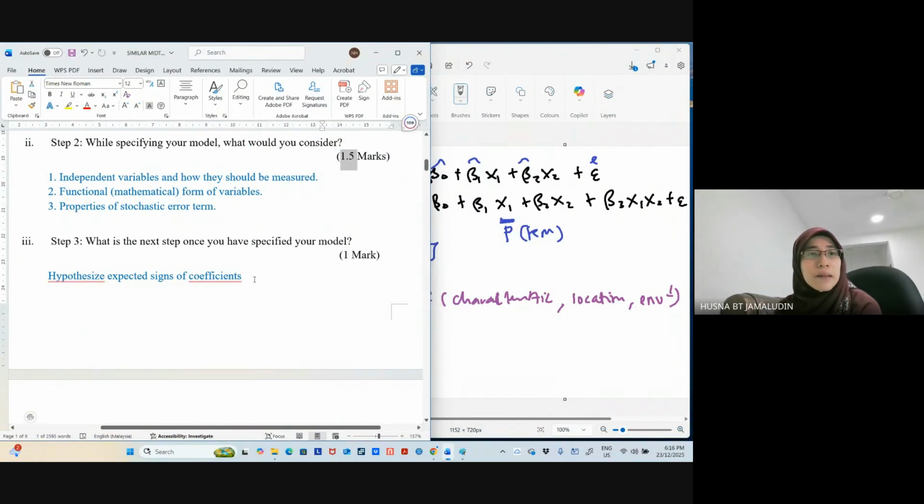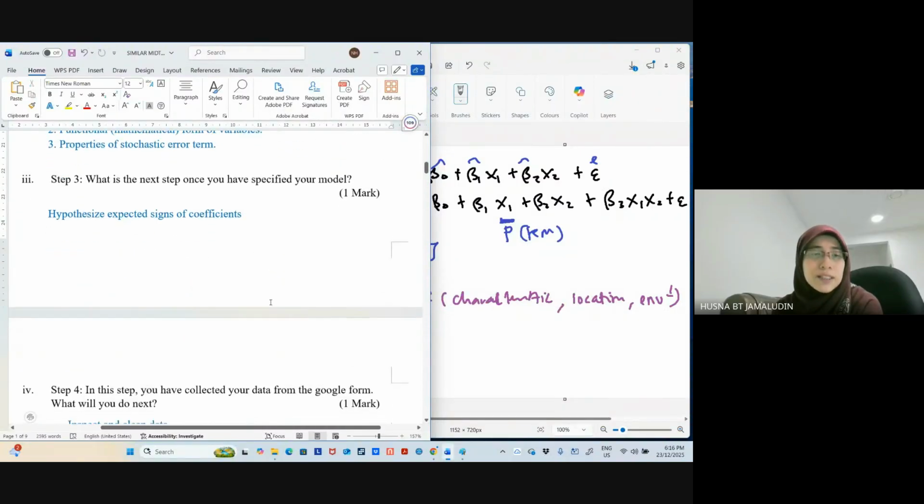So next step, what is the next step once you have specified your model? The question is very straightforward. You just answer like it is a short answer. But trust me, when you are faced with this question, you give me an SPM essay. The mark is just small. If the mark is little, your answer should be very straightforward, not so much. The next step, you have to hypothesize the expected signs of your coefficients.